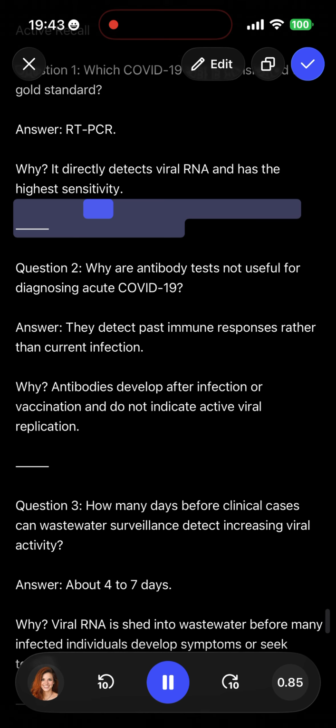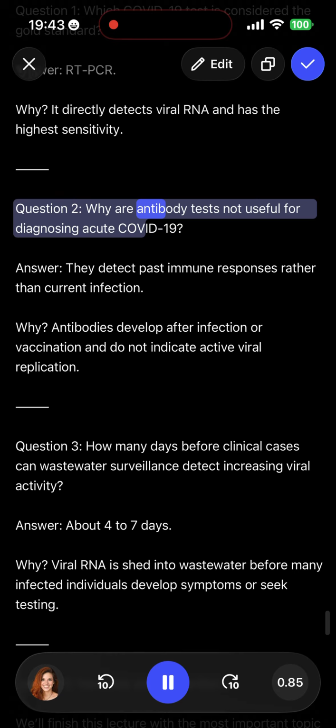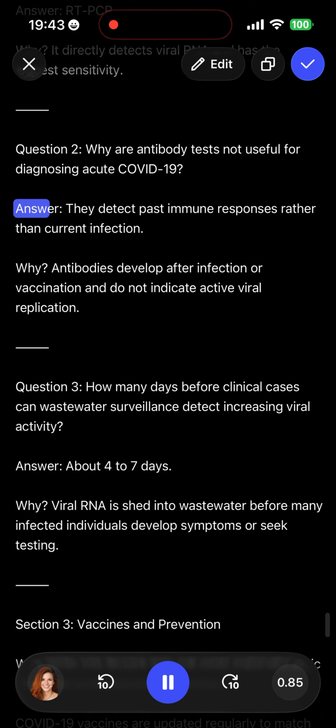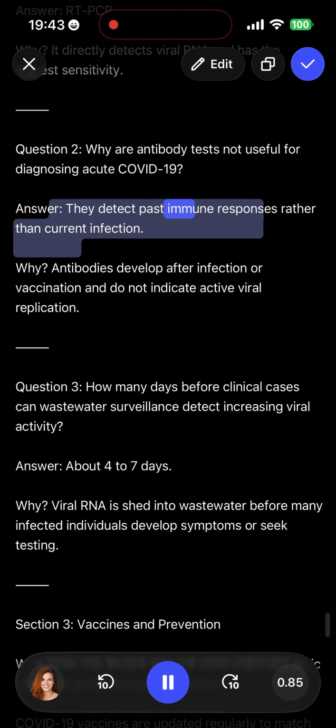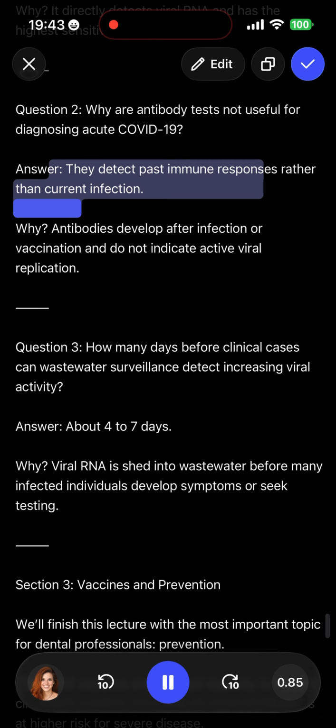Question 2. Why are antibody tests not useful for diagnosing acute COVID-19? Answer: they detect past immune responses rather than current infection. Why? Antibodies develop after infection or vaccination and do not indicate active viral replication.